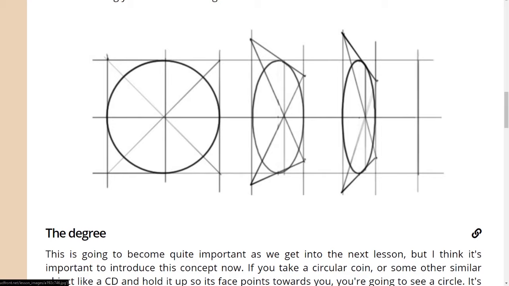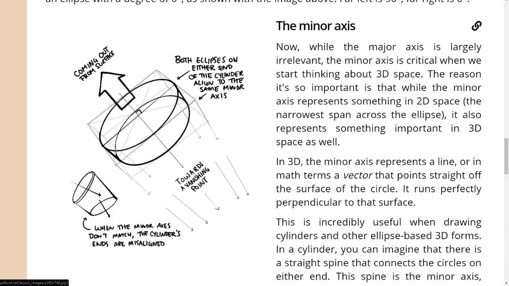Okay. The minor axis. Now, while the major axis is largely irrelevant, the minor axis is critical when we start thinking about 3D space. The reason it's so important is that while the minor axis represents something in 2D space, the narrowest span across the ellipse, it also represents something important in 3D space as well. In 3D, the minor axis represents a line, or in math terms, a vector, that points straight off the surface of the circle. It runs perfectly perpendicular to that surface.